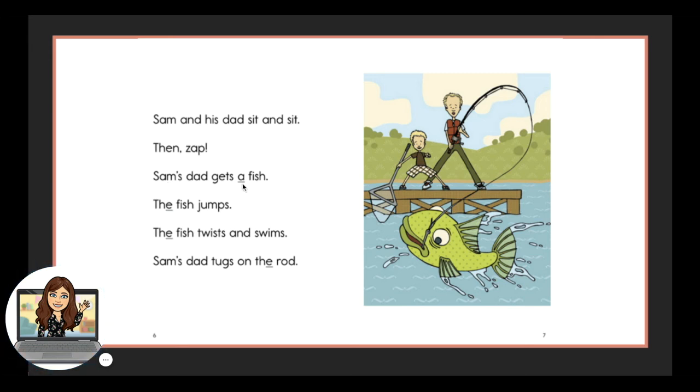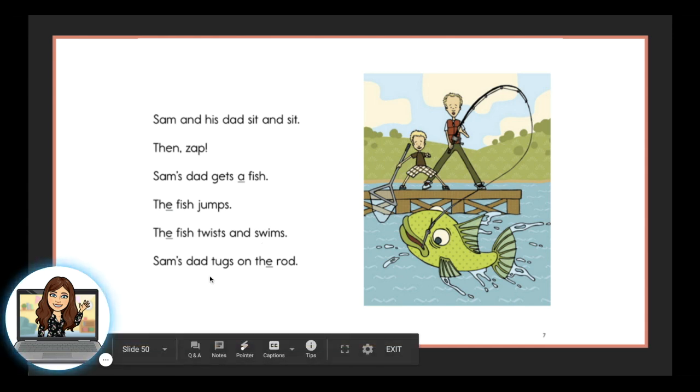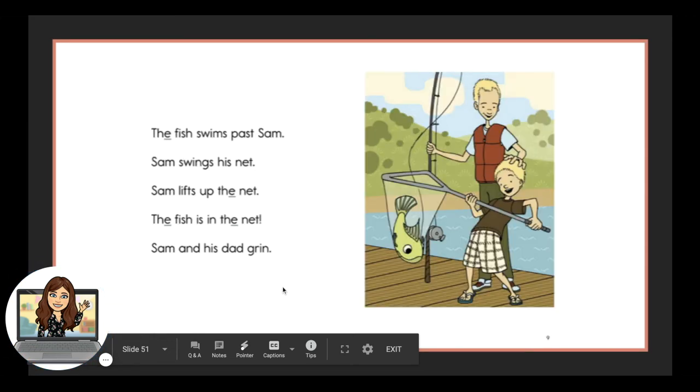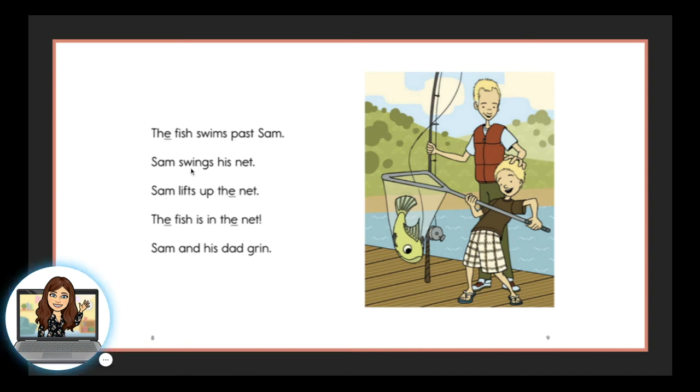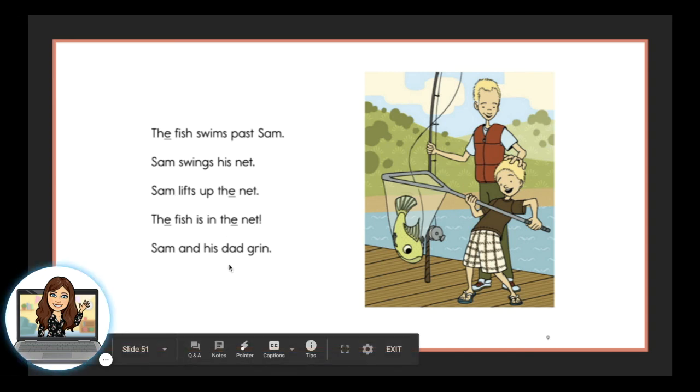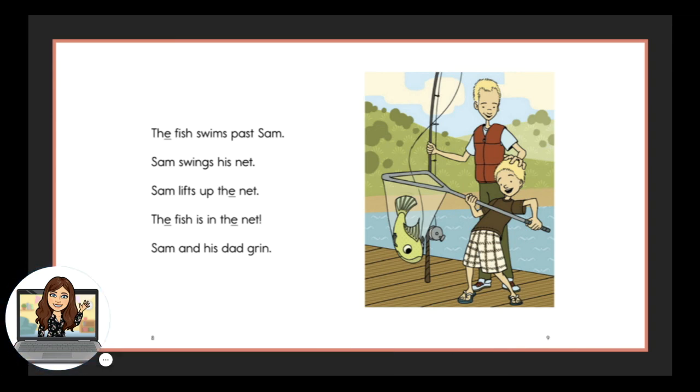Sam's dad gets a fish. The fish jumps. The fish twists and swims. Sam's dad tugs on the rod. The fish swims past Sam. Sam swings his net. Sam lifts up the net. The fish is in the net. Sam and his dad grin. The end.